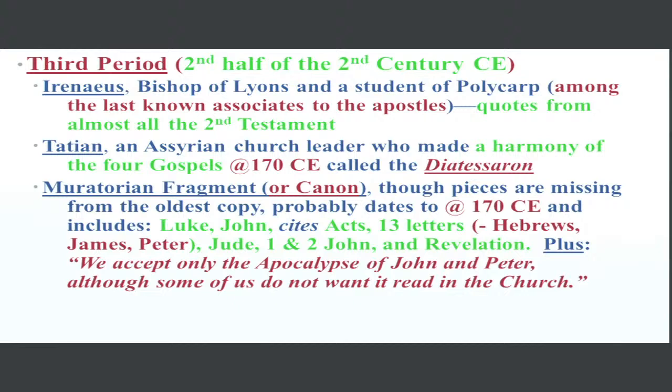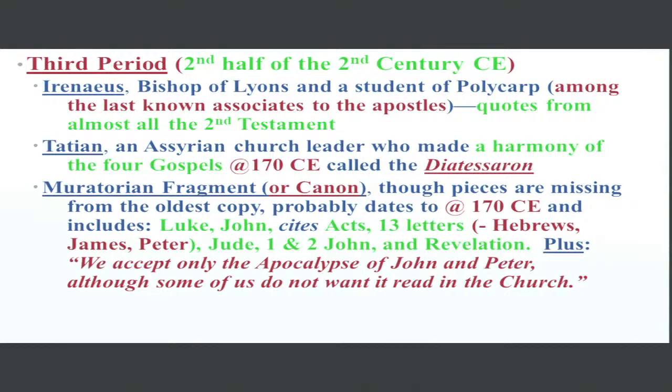And it's in the Ambrosian Library today in Milan. And a famous Italian historian, though pieces are missing from his document, probably dates it to about 170 CE, and it includes Luke, John, and cites pieces from Acts, 13 letters minus Hebrews, James, and Peter. So all of Paul's material, and the pastoral epistles, which are today debated as belonging to Paul. Jude, 1st and 2nd John, and Revelation.